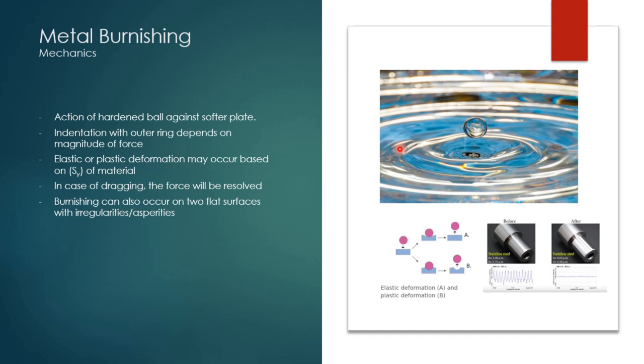Now just imagine a case if the ball is pushed directly into the plate. Now where is the ball, where is the plate? You'll get confused. Then what is this water all about? So I have purposefully taken out this image for you. Imagine this droplet as a hardened ball, a steel ball maybe, and imagine this water surface as a flat workpiece top surface.